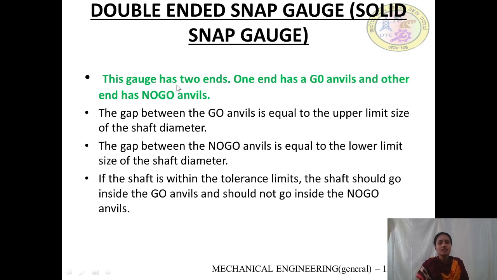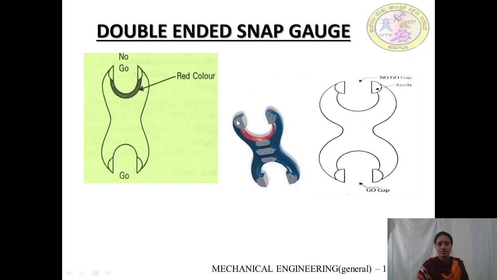So this gauge has two ends. One end has go anvils and the other end has no-go anvils. Why we say gap gauge is because here we have provided a gap between two anvils on both sides. In the go end also we have a gap, so we can say go gap, and this is the no-go gap. These are anvils.